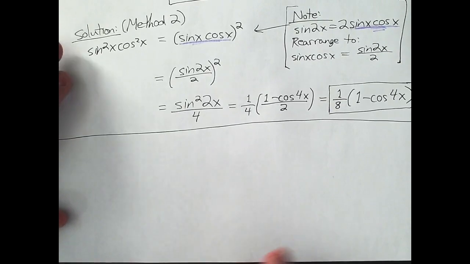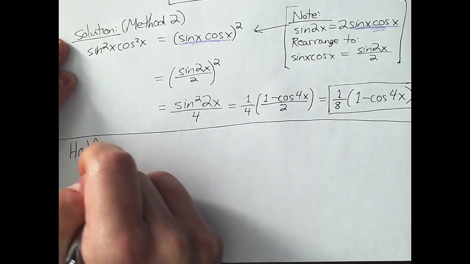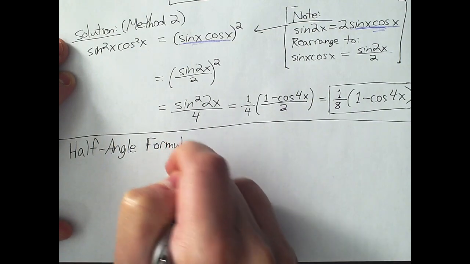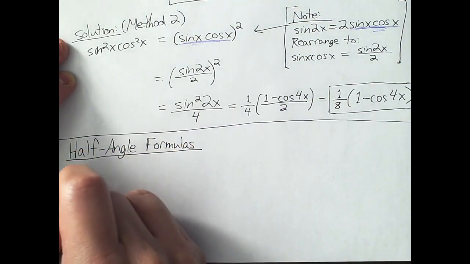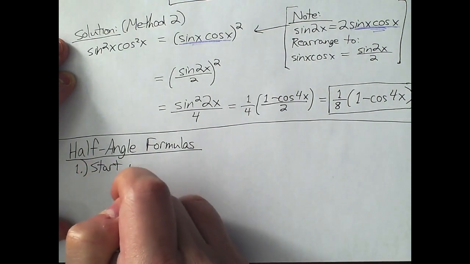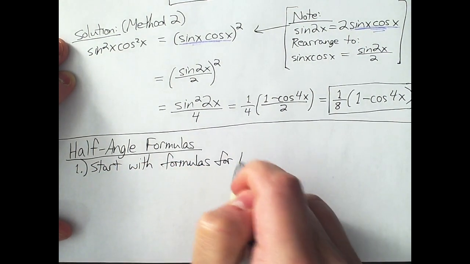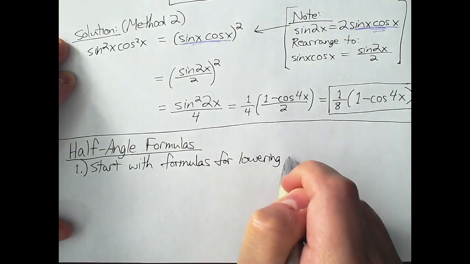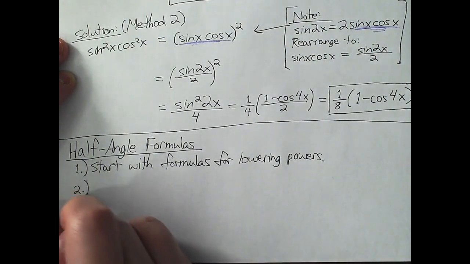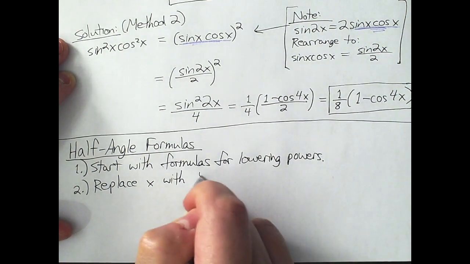So we have another class of trig identities that are important for us to talk about, and they are the half-angle formulas. And I'll tell you how we're going to derive them, and it's a 3-step process. You start with the formulas for lowering powers, which we already know why these are true. We replace x with u over 2.